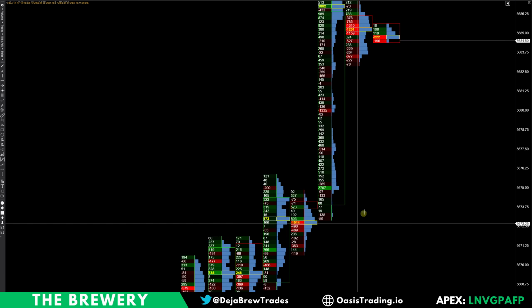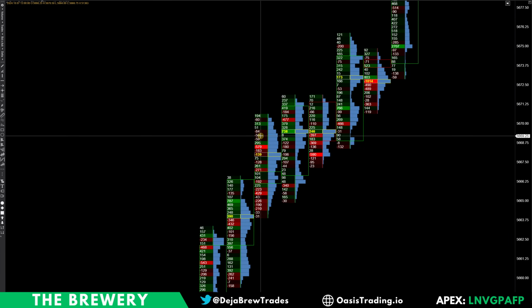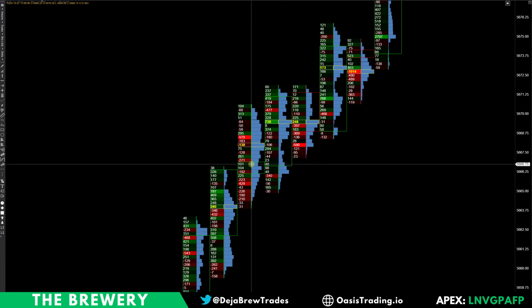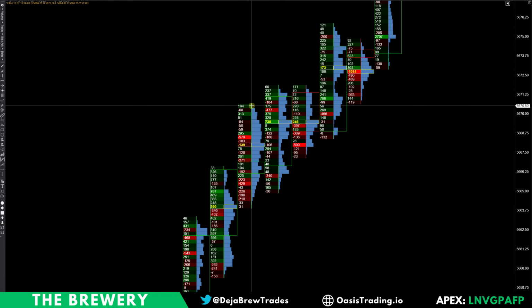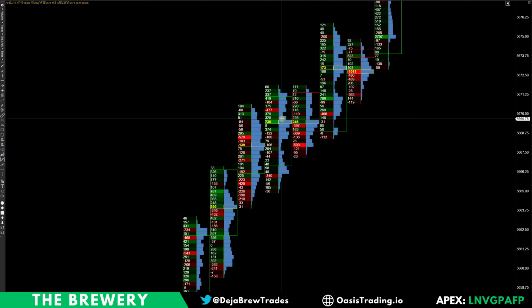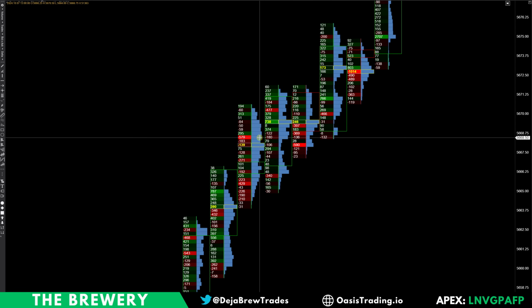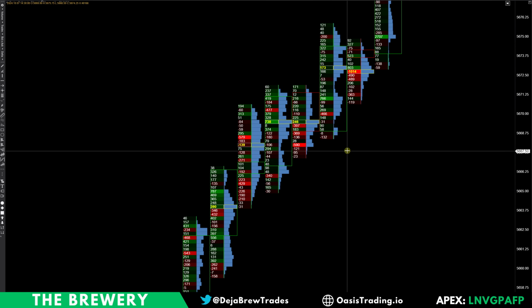Obviously, in hindsight, it wasn't very weak. But right here, there's a little bit of weakness. We're seeing the wicks. We're seeing the volume falling off. The delta nodes, the volume nodes are towards the middle of the candle. So it's weakening. It's not completely bearish. It just means the buyers are slowing down a little bit.